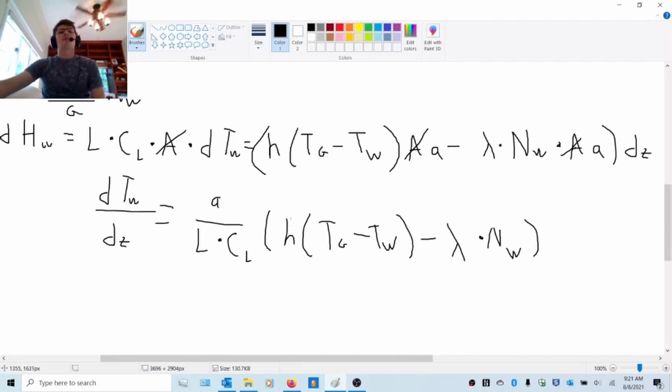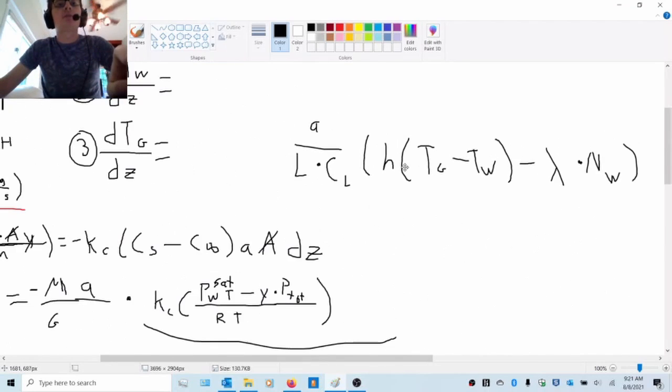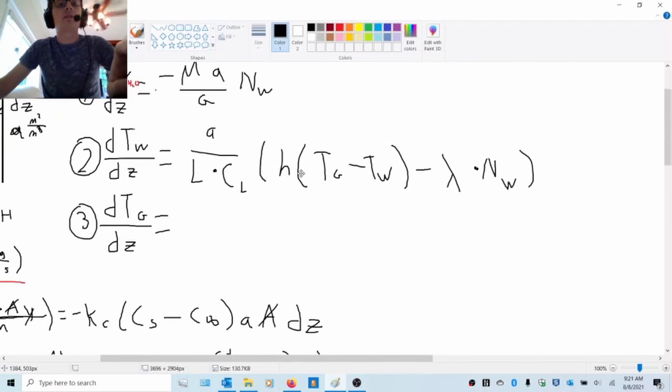So with all this, now we have an equation that relates the change in temperature of the water to the change in height. So we'll just copy paste that, and we will bring it up here. I like that.